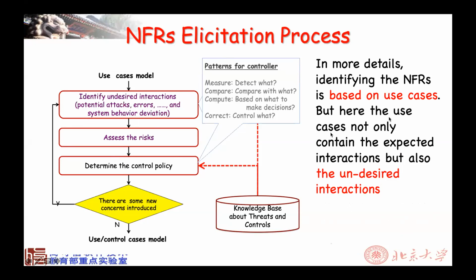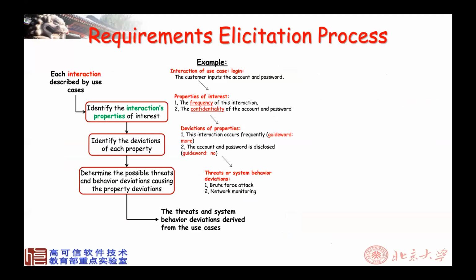So in more detail, identifying the non-functional requirements is based on use cases. But here the use case contains not only the expected interaction, but also the undesired interaction. From the undesired interaction, we include the control cases to deal with it. This just shows an example of the elicitation process. For example, the customer inputs the account and the password.